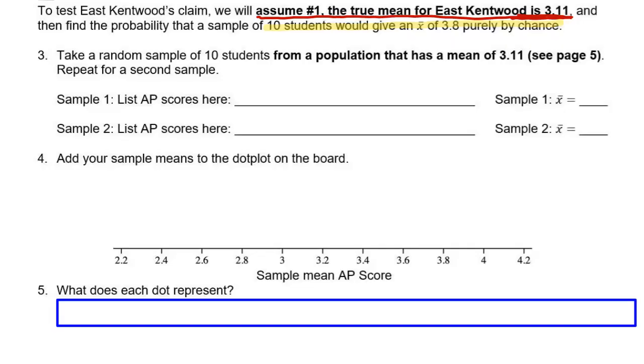So you should not have any number bigger than what on this line? There should not be any number bigger than 5 on this line, because the AP scores, if you look at the AP scores, all of those numbers range from 1 to 5.